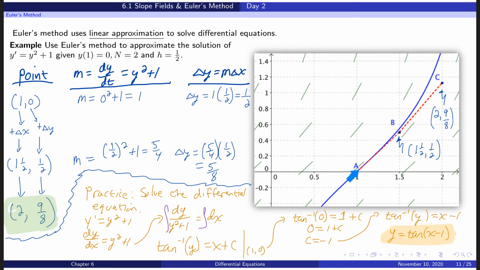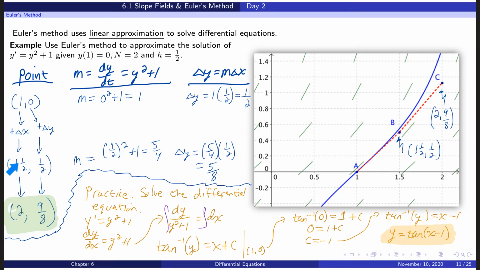So starting at A, I used a linear approximation to move to the point 1.5 and 0.5, and you can see that that approximation is pretty close to the solution line. This differential equation gives slopes. It does not give the equation of this line.